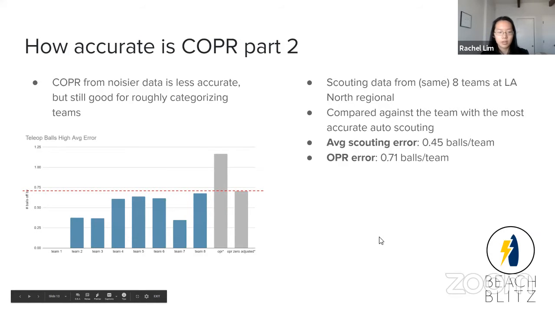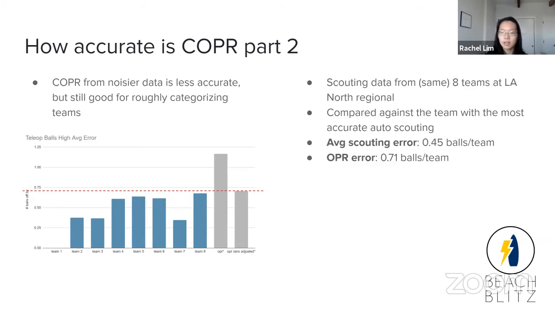Even then, this is from Teleop balls high. It's still pretty good, although from the data set I had, it was less accurate than all of the team scouting data. A big disclaimer here is that I didn't scout every Teleop match. I just used the most accurate team's data, and then compared all the other data against it. So there may have been some bias here. But all the other teams were off by about half a ball per team, and OPR was about 3/4.